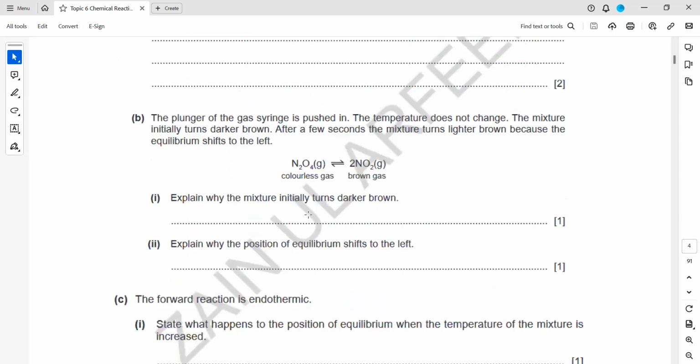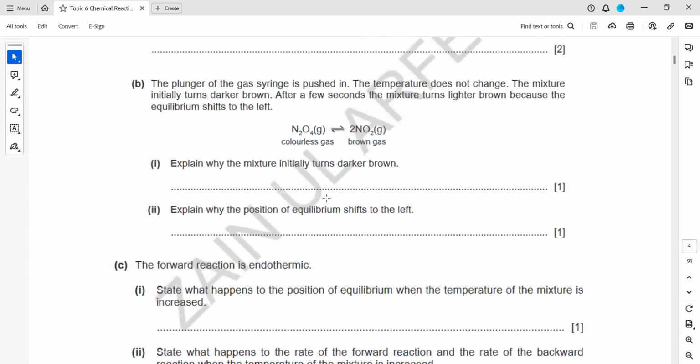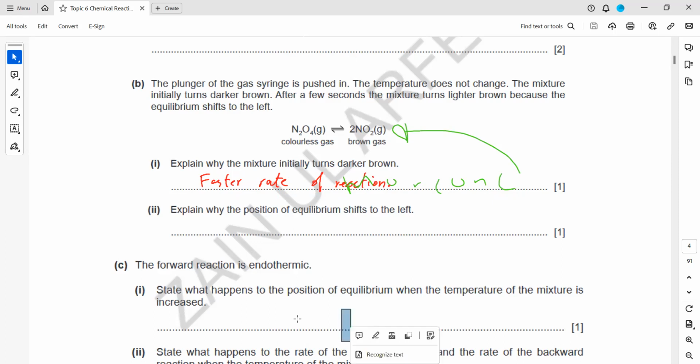The plunger of a gas syringe is pushed in and the temperature does not change. The mixture initially turned dark brown. After a few seconds, the mixture turned light. First, initially, why did the mixture turn dark brown? The concentration increases when we reduce the size.